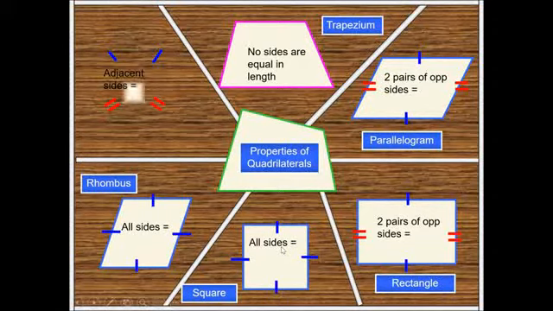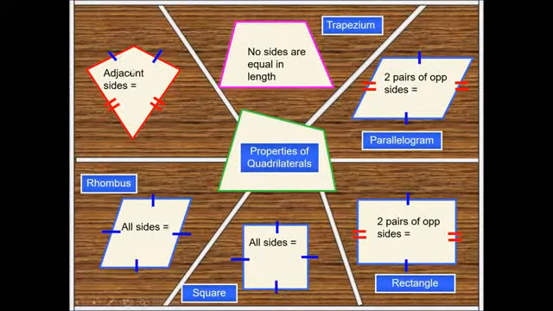Now, poor old Kite. Kite is like the rebel in math land. If you look, the opposite sides are not equal. However, the adjacent sides are equal. Now, what are adjacent sides? Adjacent sides are sides which share the same vertex.